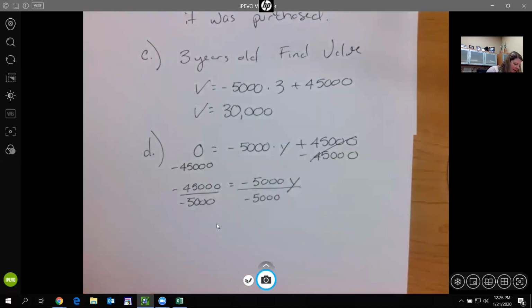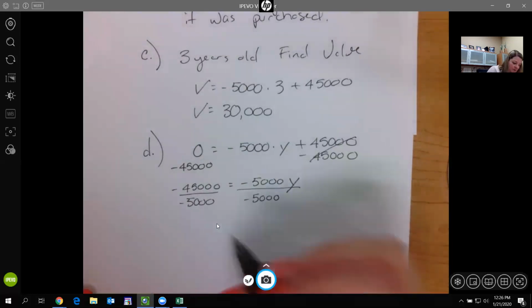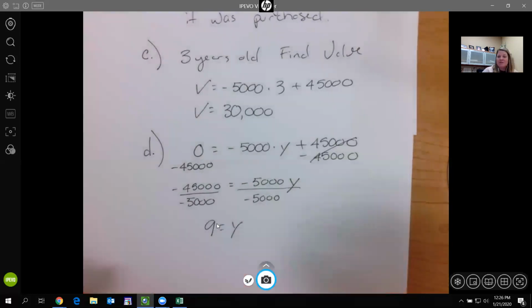And let's see what we get here. Negative 45,000 divided by 5,000. Negative is going to be positive 9. So 9 years and our car is basically worth nothing, right? So that's how you can kind of look at that problem.